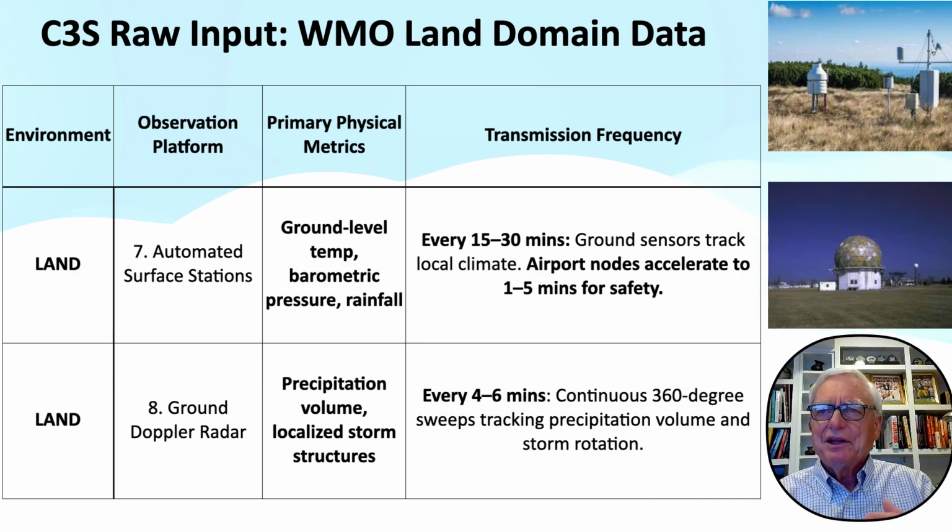And then you have land stations, which you can see in the illustration in the upper right-hand corner there, and Doppler radar. They measure different kinds of things like rainfall, ground level temperatures, and things like that. And they also have different transmission times. Maybe every 15 to 30 minutes for a land station. But if it's near an airport, it goes every 1 to 5 minutes because they want this information to help with airplanes landing and taking off at the airport for safety reasons. And then you have the Doppler radar, which basically gives information every 4 to 6 minutes.